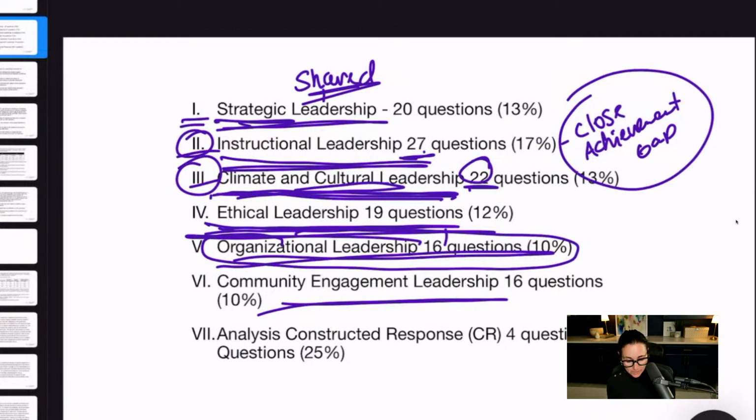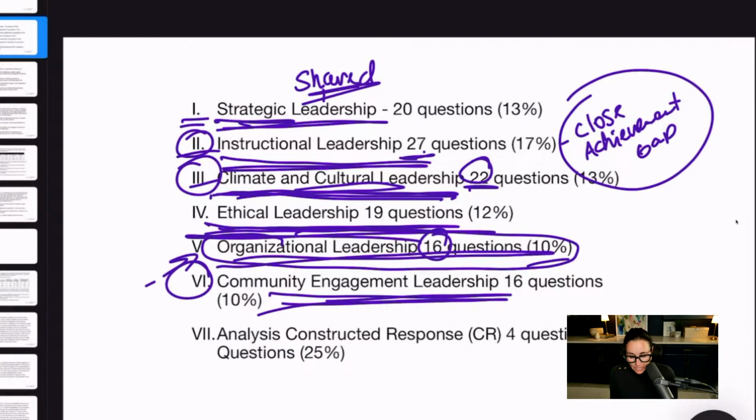It is only 16 questions on the exam, but again, there's a lot of overlap here as well. And we're doing this in tandem. We're not doing this alone. We're never doing this alone. We are doing this with our team. We're doing it with teachers. We're doing it with community members. Again, always engaging the community, which brings us to the sixth content category.